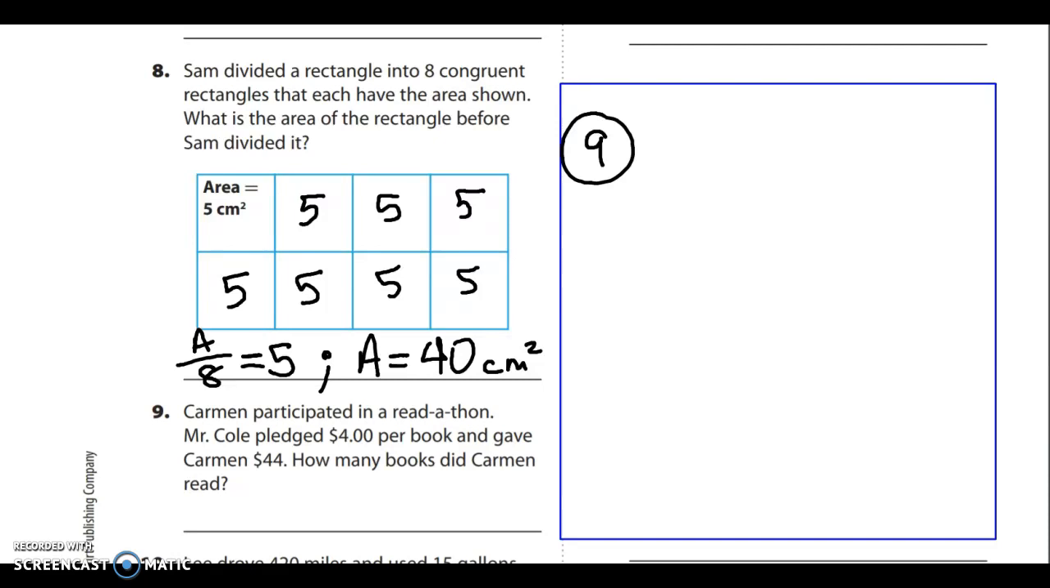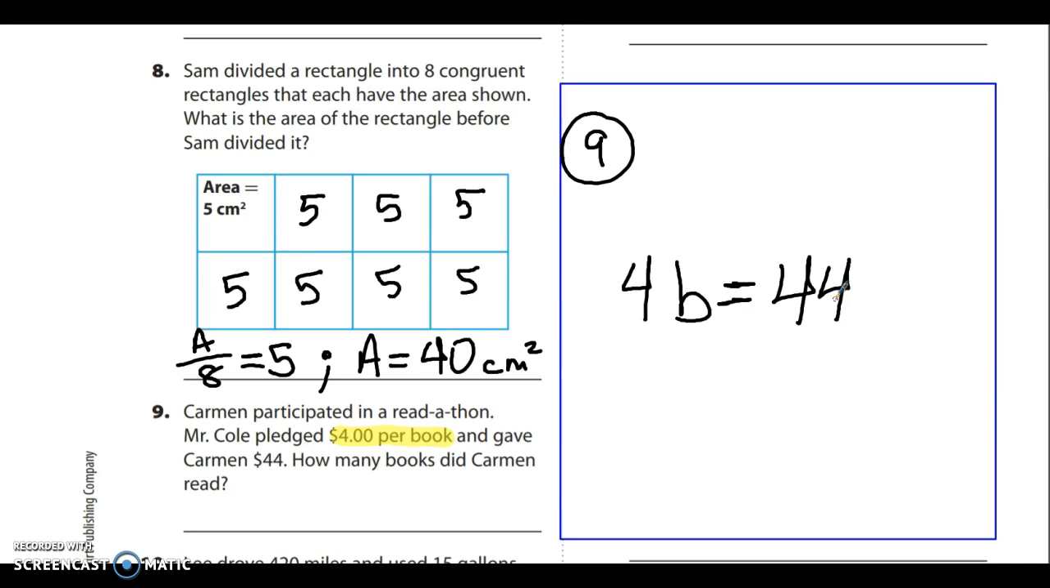So here's how a readathon works. Someone offered to give her $4 per book. So you would take that 4, and I'm going to change this. I don't need the decimal. It's just 4. $4 per book looks like this, 4. And you multiply that by the number of books, and I don't know how many that is. So $4 times the number of books is equal to, and then he gave her a total of 44 bucks. Now I bet you can just instantly figure out how many books she read.